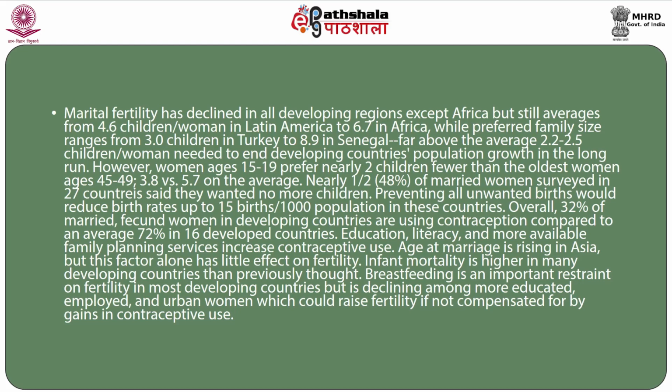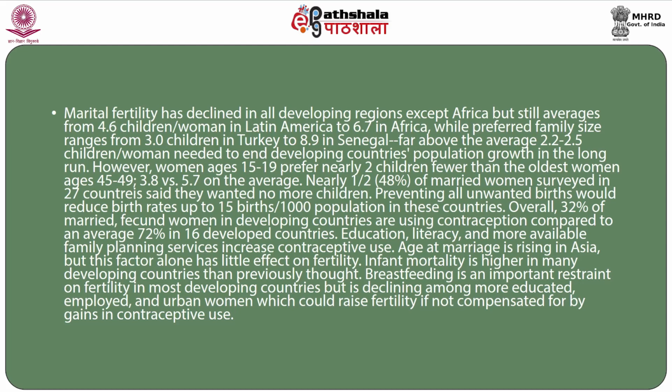However, women ages 15 to 19 prefer nearly 2 children fewer than the oldest women ages 45 to 49, 3.8 versus 5.7 on the average. Nearly half, that is 48%, of the married women surveyed in 27 countries said that they wanted no more children. Preventing all unwanted births would reduce the birth rate by up to 15 births per 1,000 population in these countries.